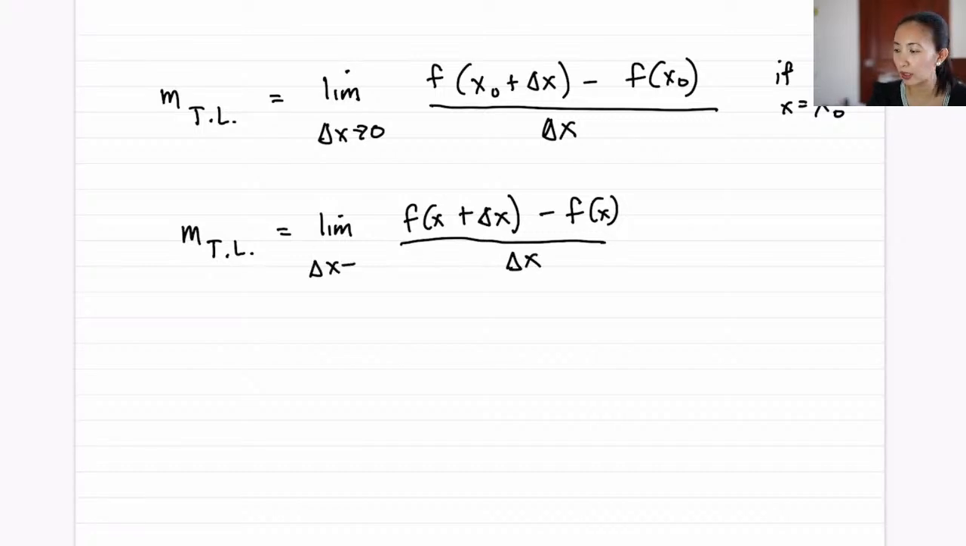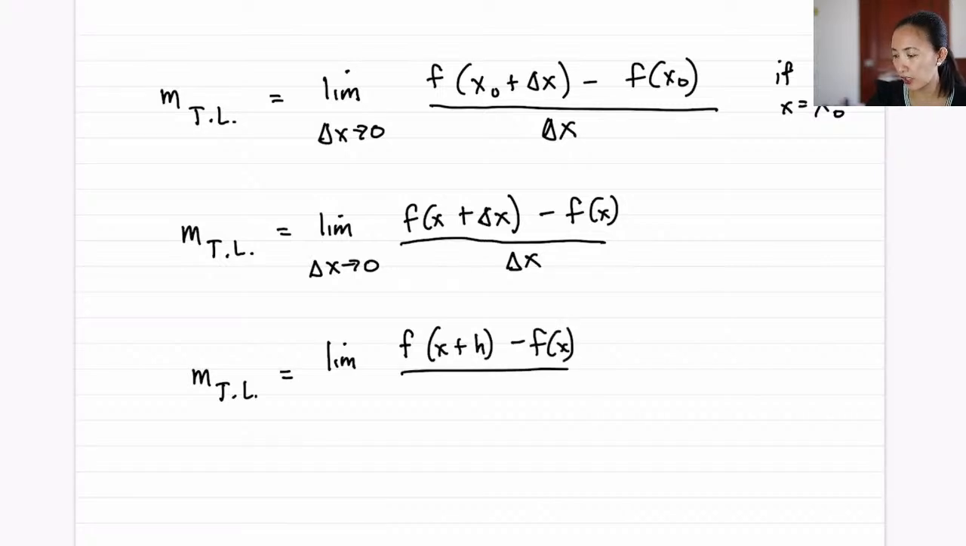But for some other authors, instead of delta x, they made use of h. So please do not get confused if you encounter this formula in some other books: the limit of f of x plus h minus f of x all over h as h approaches 0. So, what's the difference? It's just their representation, delta x and h.